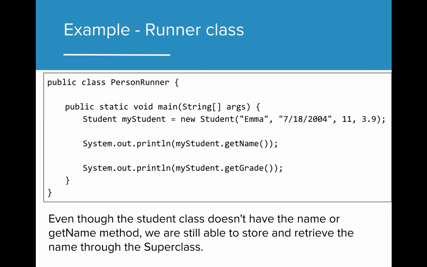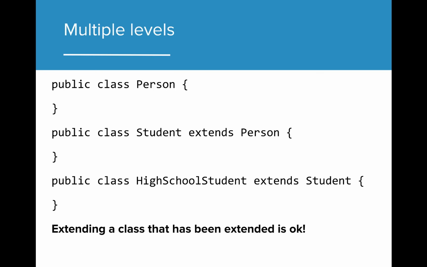For the client of the student class, the integration with the superclass becomes seamless. A student object is created with 4 parameters, and the user has access to the getName and getGrade methods. Behind the scenes, we could see that the name and birthday are stored as a person object, and the grade and GPA are stored as student objects. While a class can only extend one class, it can extend a class that has already been extended. In this case, a high school student object will have access to all the attributes and behaviors of the high school student class, the student class, and the person class.